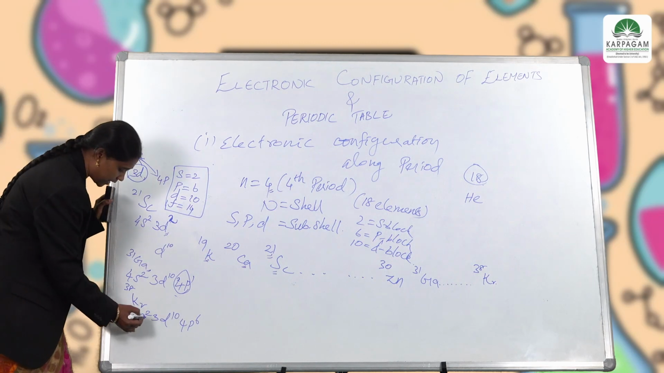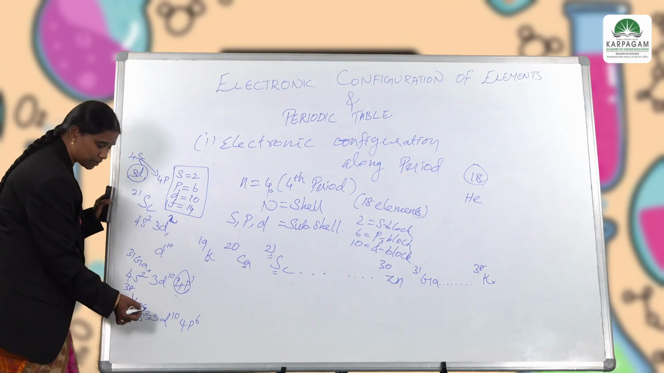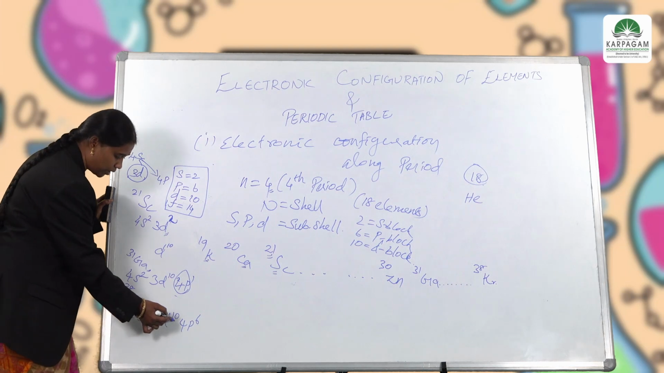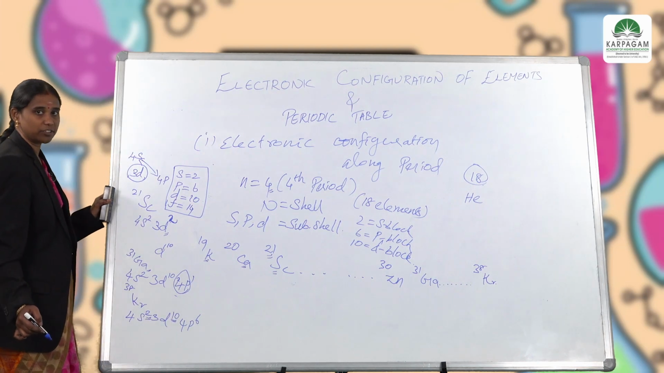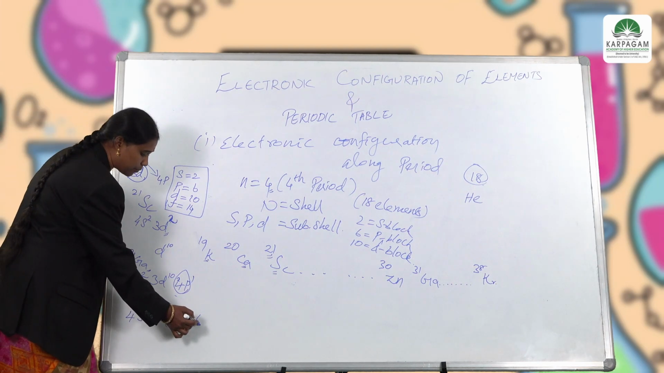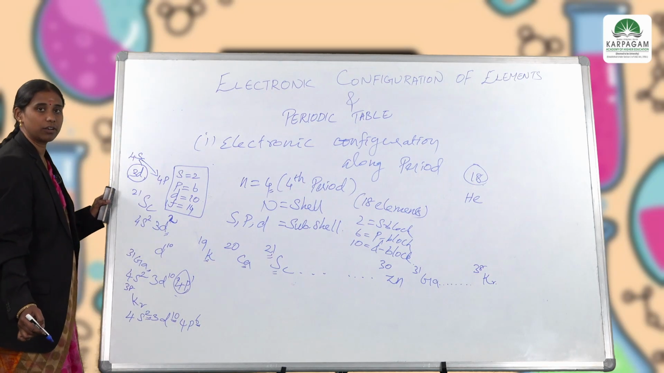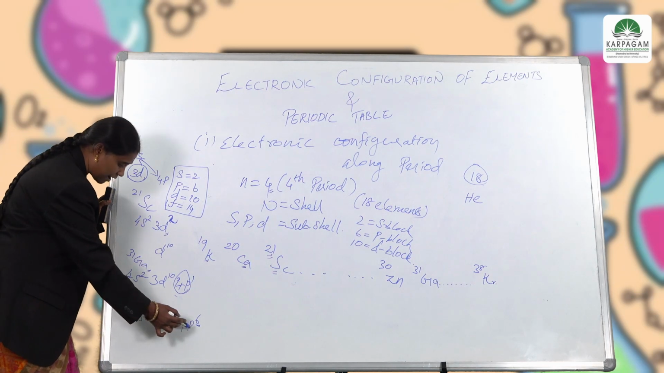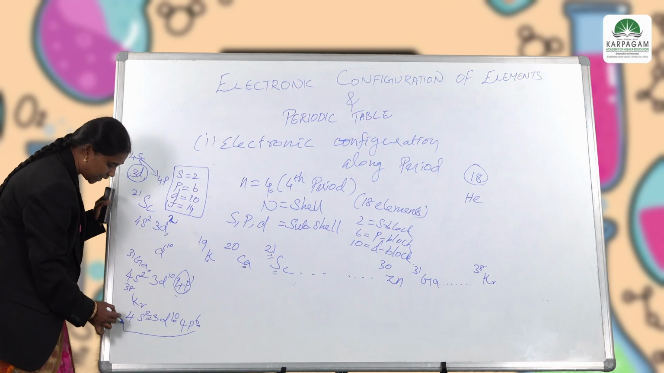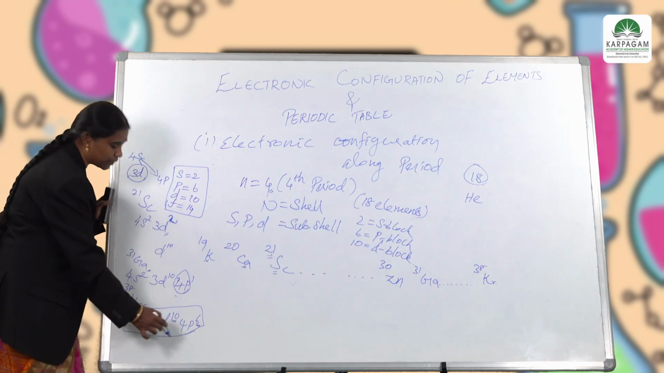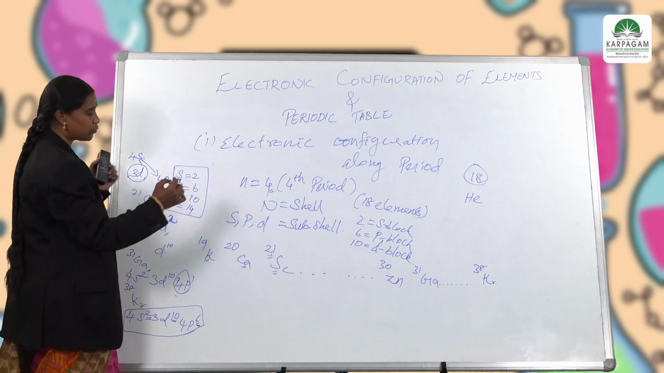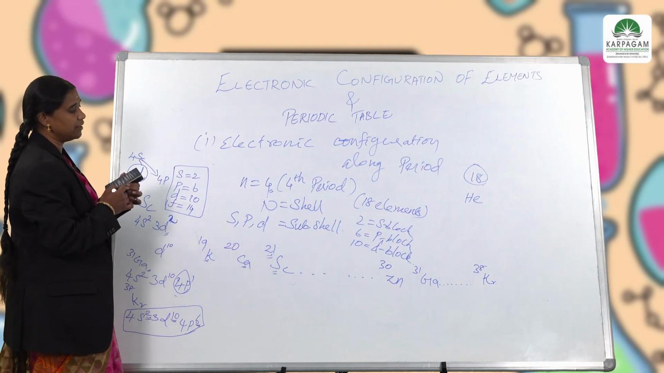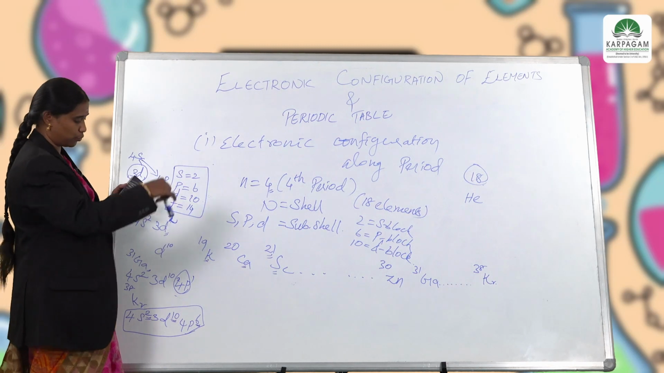Here the s orbital's maximum is 2 electrons, the d orbital's maximum is 10 and the p orbital's maximum is 6. So krypton has 3 completely filled orbitals. That's why it is placed in the noble gas group.